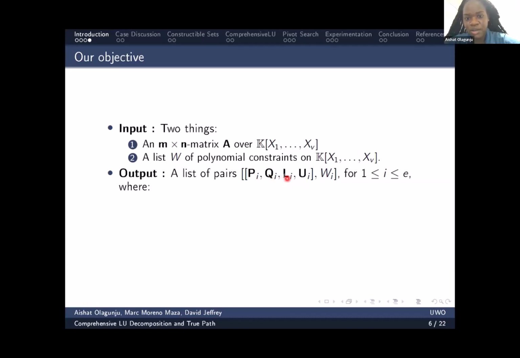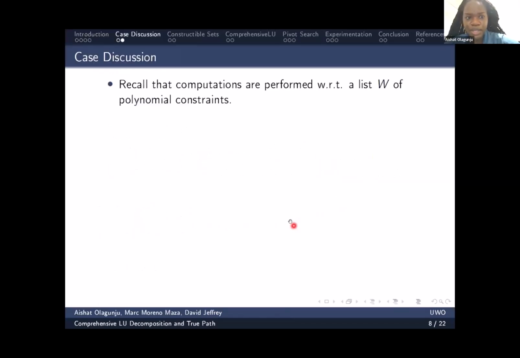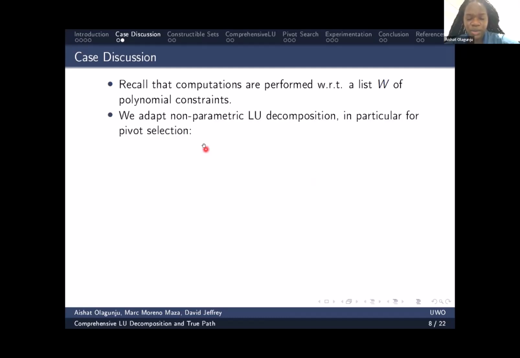permutation matrices, a lower triangular matrix L, and an upper triangular matrix U, with Wi being a list of polynomial constraints on the field, and the condition A, which is PLUQ, holds with respect to the individual Wi's, and the given constraint W is actually the disjoint union of the Wi's. Case discussion. Now recall that the computations are performed with respect to a list W of polynomial constraints. We adapt non-parametric LU decomposition, in particular for pivot selection.